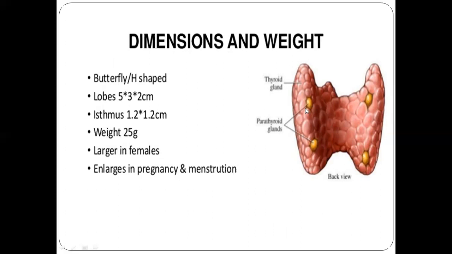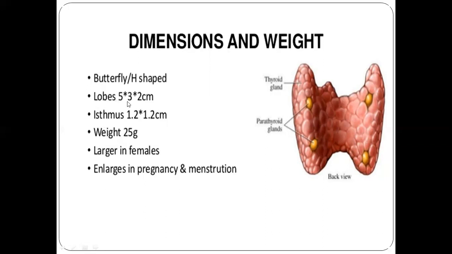These parathyroid glands are about 6 millimeters in diameter. They have the same blood supply as the thyroid. They have the same lymphatic drainage as the thyroid, and the same venous drainage. Everything is the same in the case of the parathyroid: the blood supply, the nerve supply, everything. So we'll discuss everything. This is the butterfly, H-shaped gland.